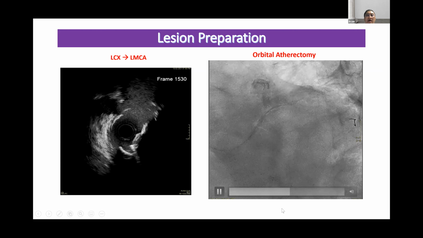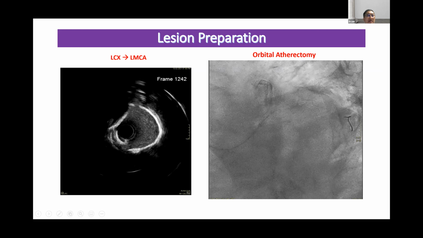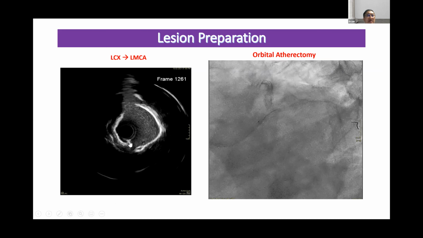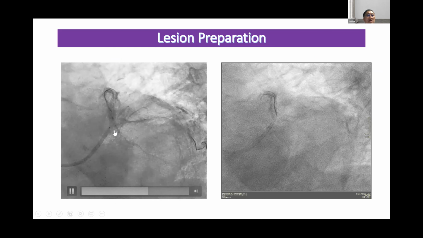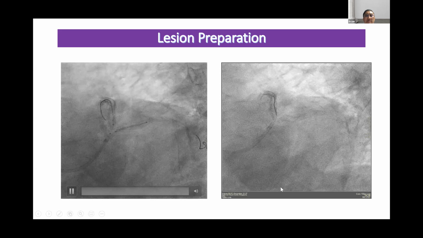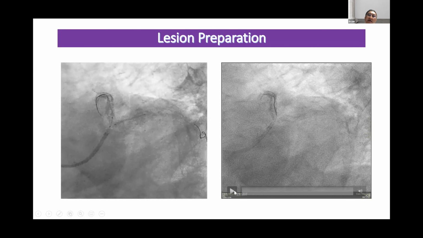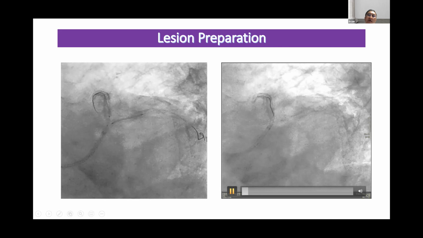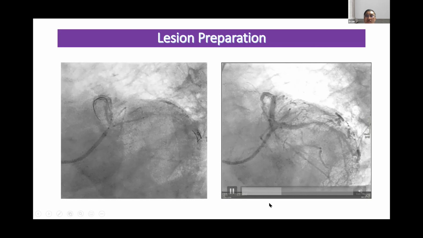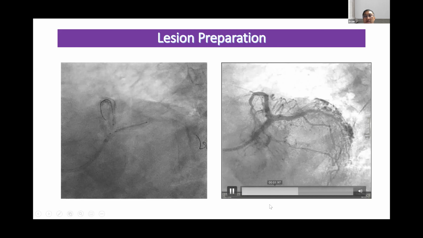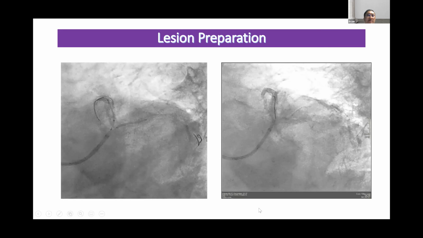This is orbital atherectomy. And after that, a stent implantation with a side branch balloon in the LAD. And this is the final picture where the stent is actually quite well expanded, and the position was good based on the angiographic and the IVUS assessment.